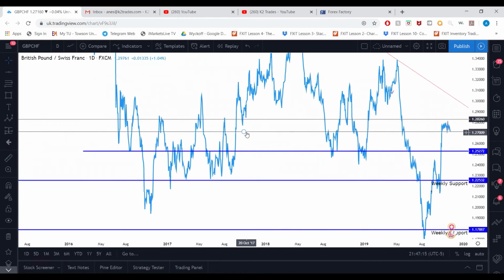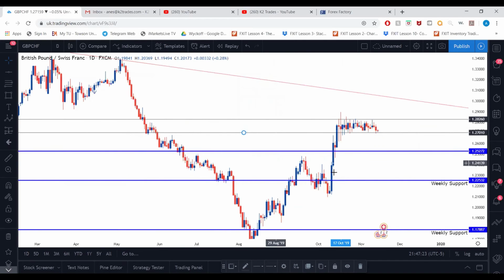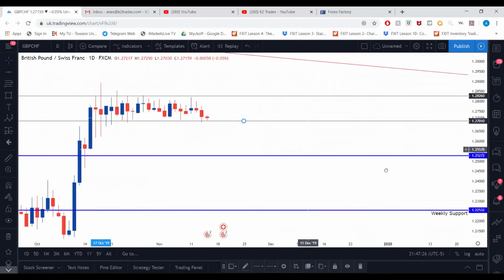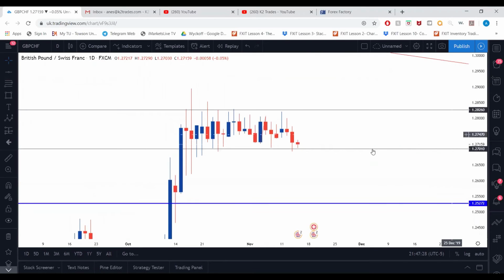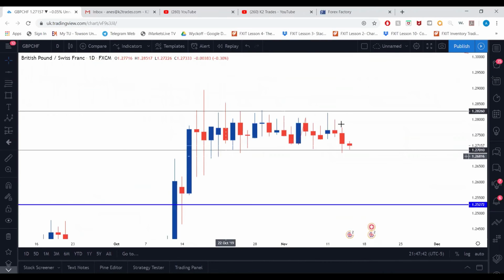Oh, we are at a serious level. Wow, look at this. Within 120 pips, we are trading 1, 2, 3, 4, 5, 6, 7, 8. Wow, the 5th week we are trading within 120 pips. 5th trading week. That's crazy.